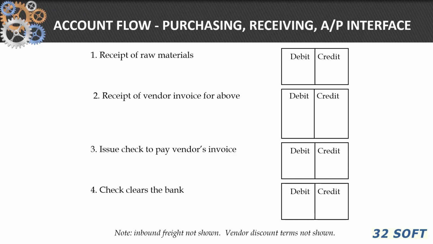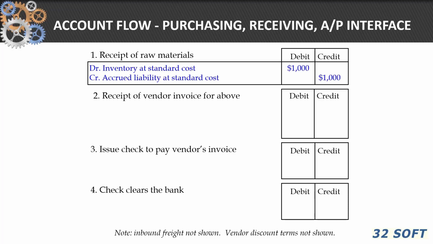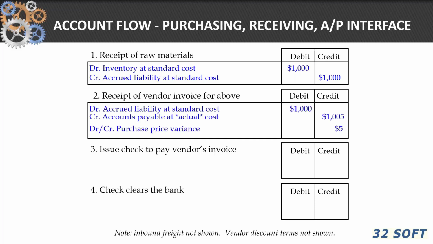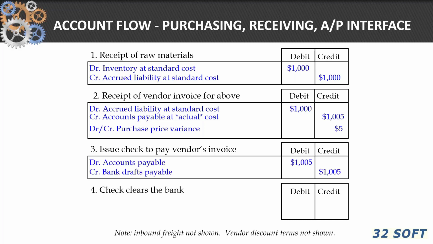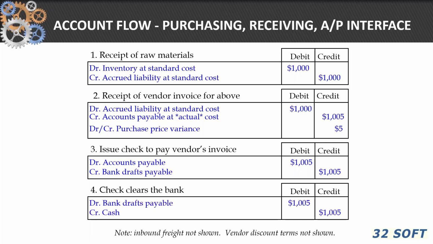As far as the accounting flow is concerned, we've got, for example, 1,000 piece receipt of raw material. So we debit the inventory at standard cost and accrue liability at standard cost. Then we receive the vendor invoice, and the vendor invoice, in this case, might charge you $5 more than you had expected. Then you issue the check to the vendor for the 1,005, and the check clears the bank for the 1,005. It's basically the flow of accounting.